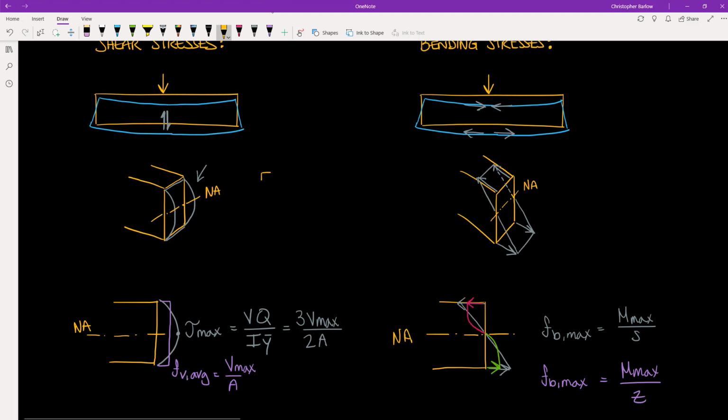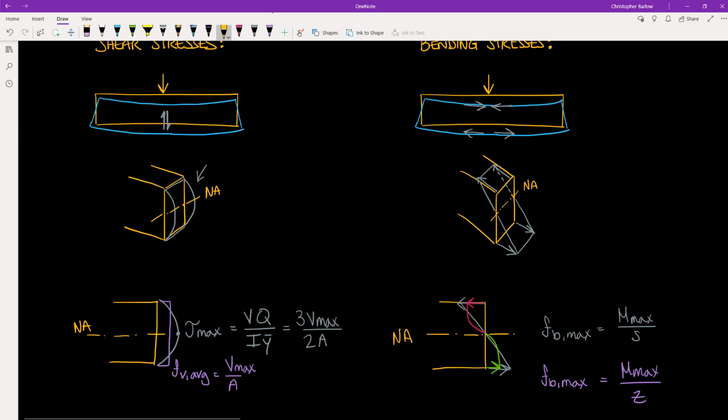And a more complicated shape, like say a wide flange beam, will have a somewhat different stress profile, but it will be similar to this parabola shape. So let's just stick with rectangular shapes for now. The important thing to note here is that the maximum stress occurs at the neutral axis.